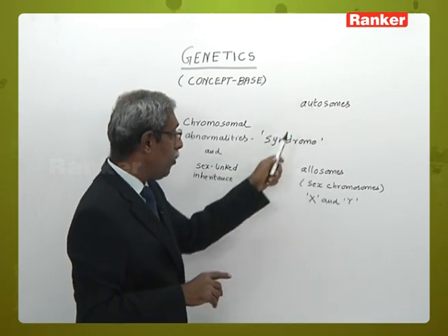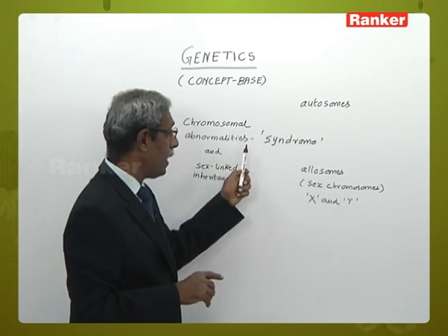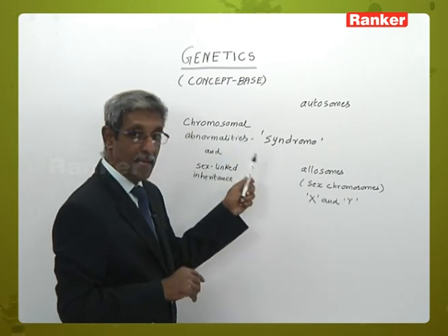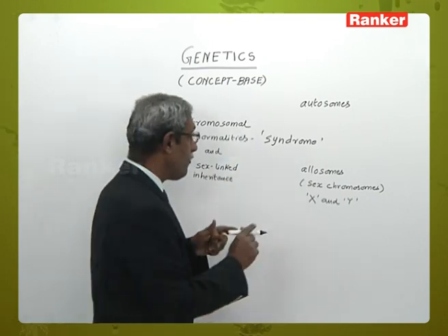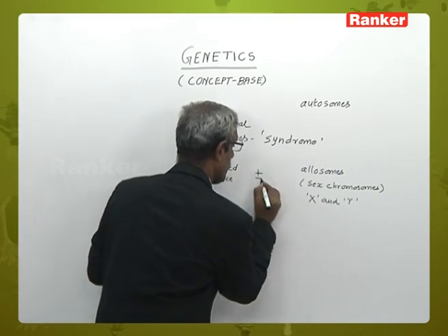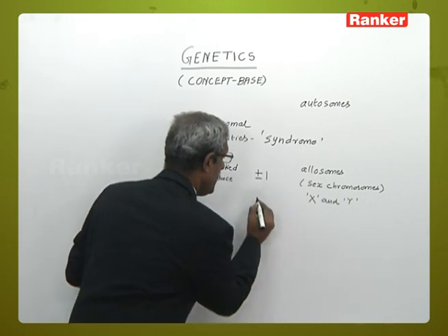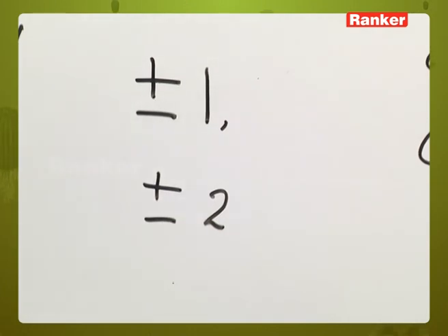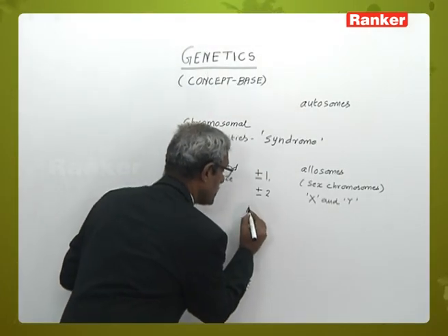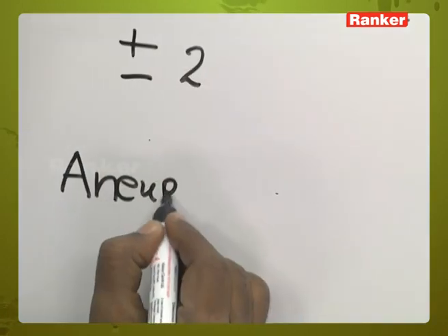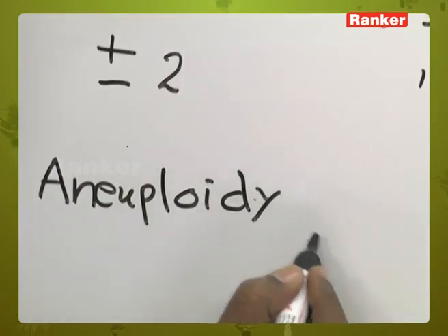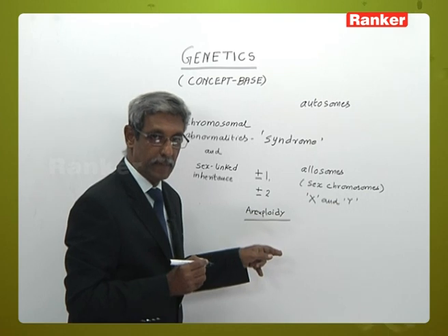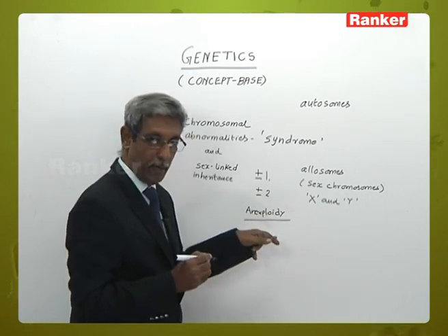We are looking into what happens if there is a change in the chromosomes of human beings. Any change in the chromosomes of human beings can be by increase or decrease of a single chromosome, or increase or decrease of a set of chromosomes. These sorts of variations are normally termed as aneuploidy. Aneuploidy means a change in the chromosome number.